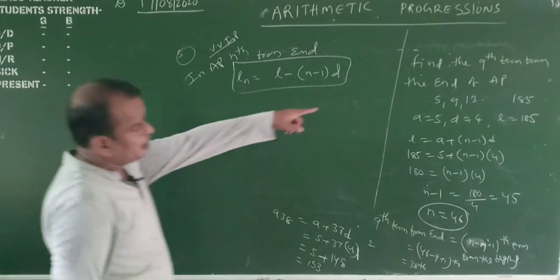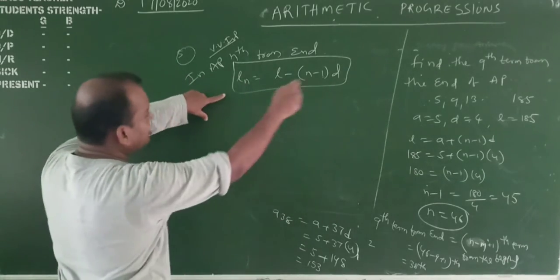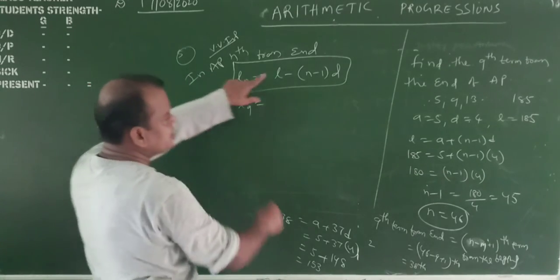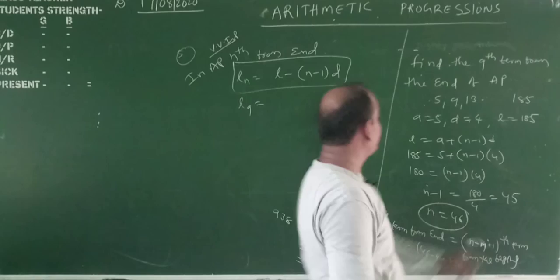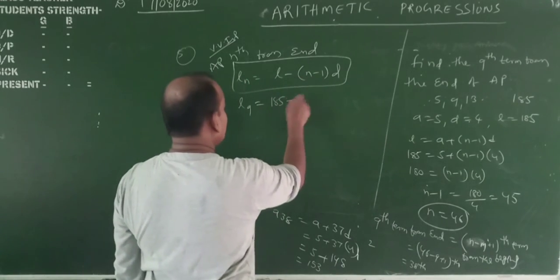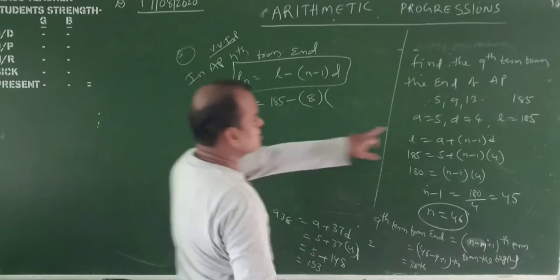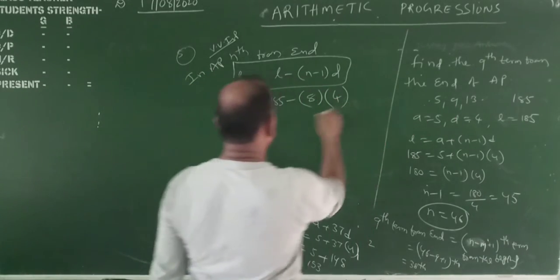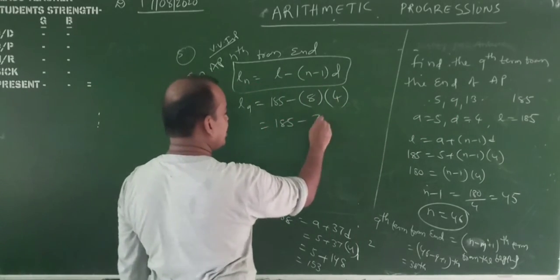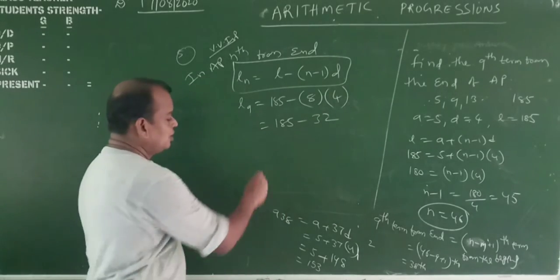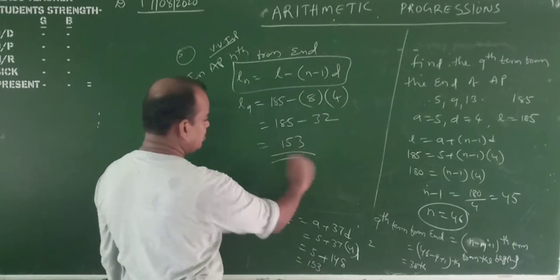Which term do we find? The ninth term from the end. The ninth term, L9, is equal to L, the last term, which is 185, minus n minus 1, where n is 9, so 8 into d, the difference, which is 9 minus 5, that is 4. 185 minus 8 4s, which is 32, is 153. Simple.